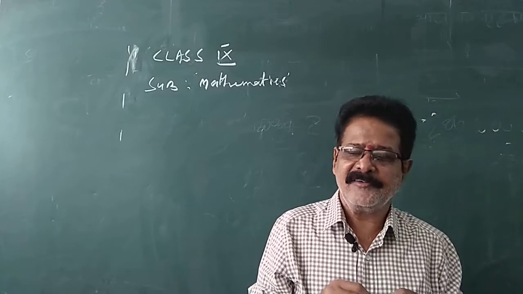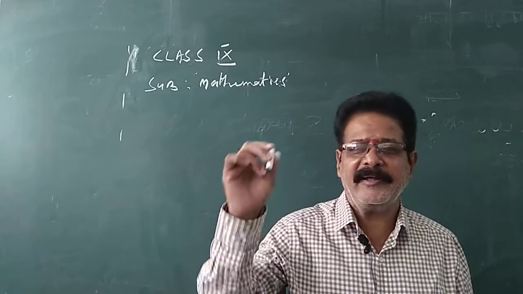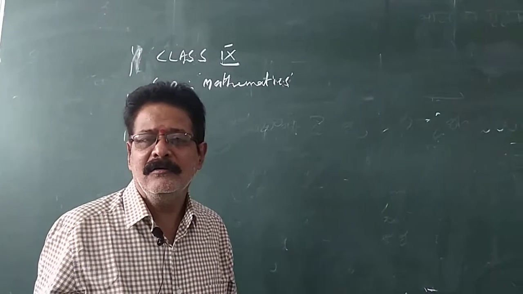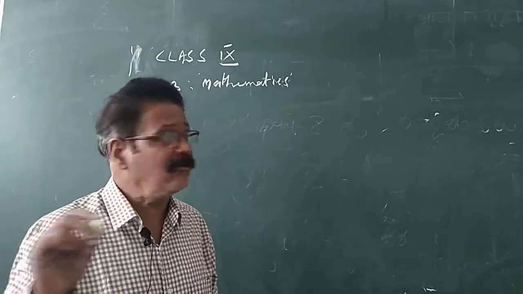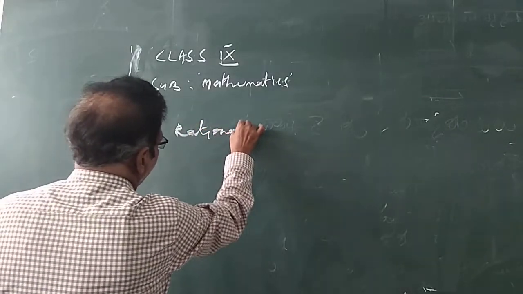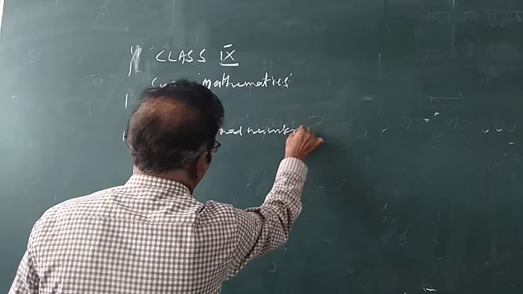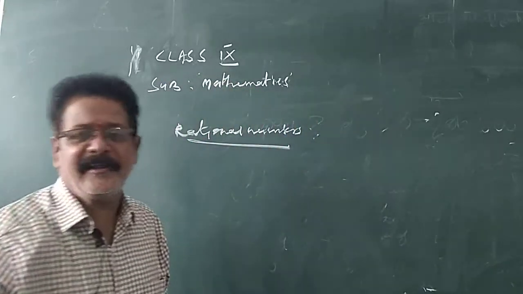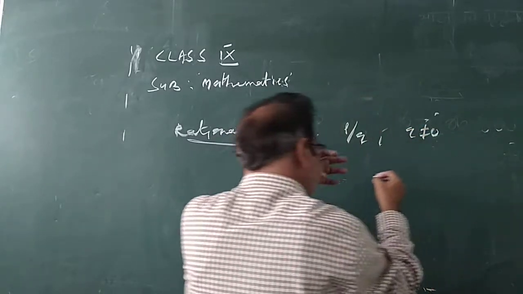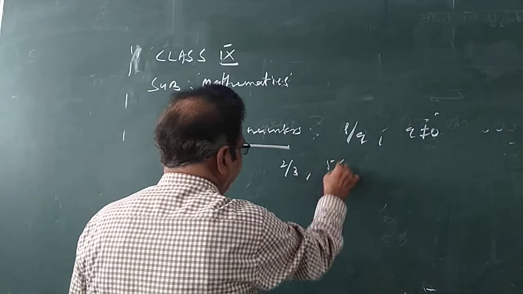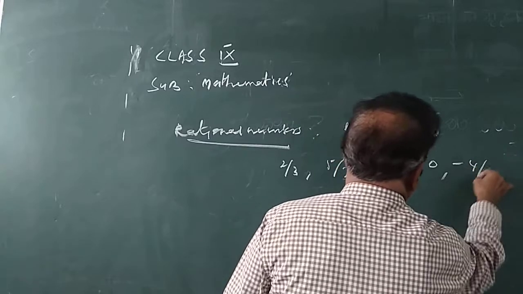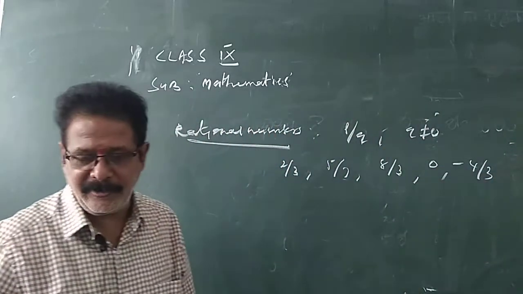What are rational numbers? Rational numbers are the numbers which can be written in the form of p by q, where q is not equal to 0. The numbers that can be written in the form of p by q, where q is not equal to 0, are called rational numbers, such as 2 by 3, 5 by 7, 8 by 3, 0, minus 4 by 3, etc. These are all rational numbers.